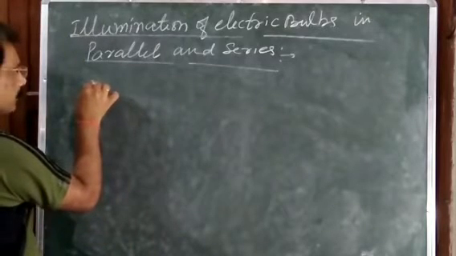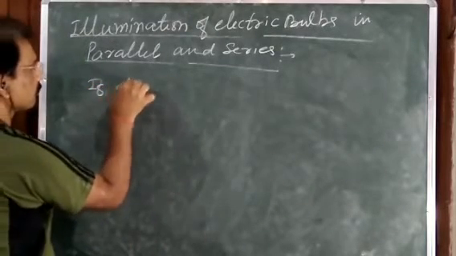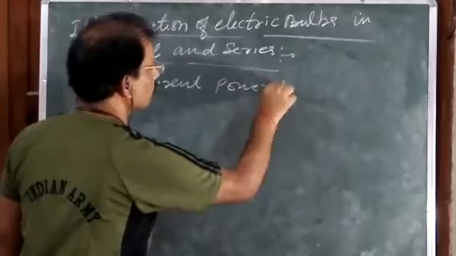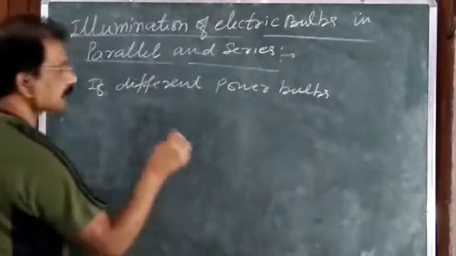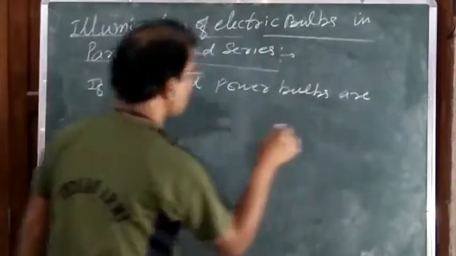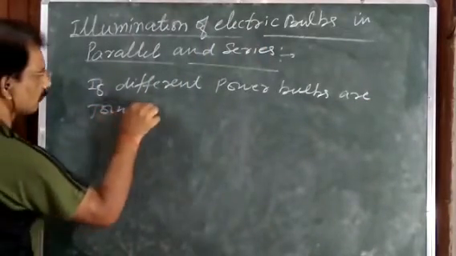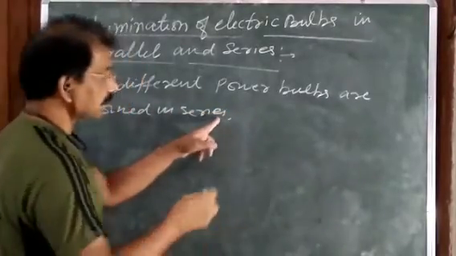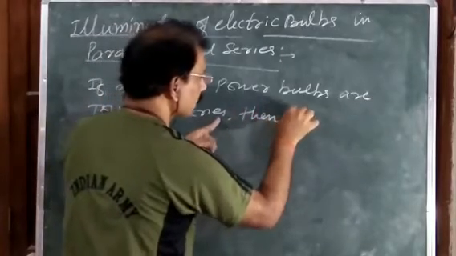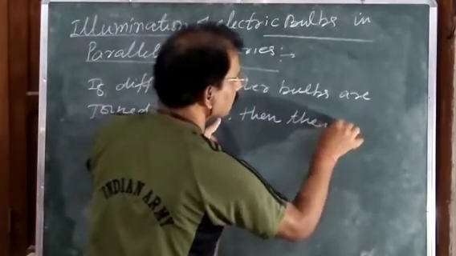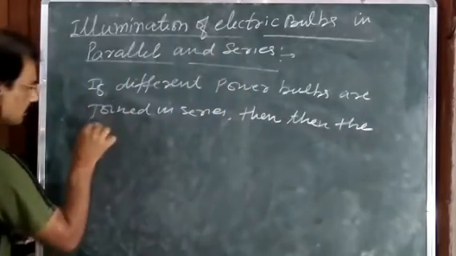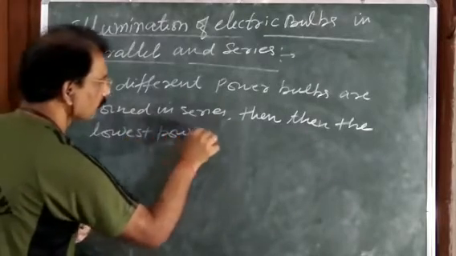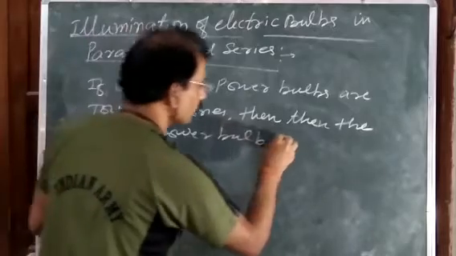So if different power bulbs are joined in series here, then the lowest power bulb will glow maximum.